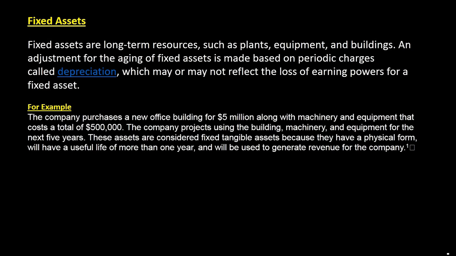For example, the company purchases a new office building for $5 million along with machinery and equipment that costs a total of $500K. The company projects using the building, machinery, and equipment for the next 5 years. These assets are considered fixed tangible assets because they have a physical form, will have a useful life of more than 1 year, and will be used to generate revenue for the company. So all the machinery and equipment, it's their fixed asset. They will be depreciated on a monthly or annual basis, but these are considered in the fixed asset column.